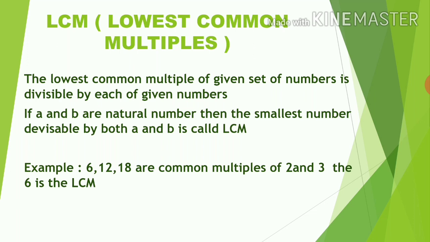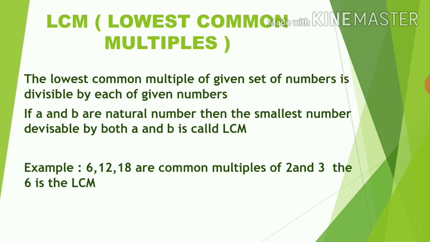What I mean by LCM is nothing but the lowest common multiple of a given set of numbers, which is divisible by each of the given numbers. That is how we calculate the LCM. A certain number is given, and we divide those numbers by some other numbers. All the values we take for dividing, we multiply, and we get the LCM.